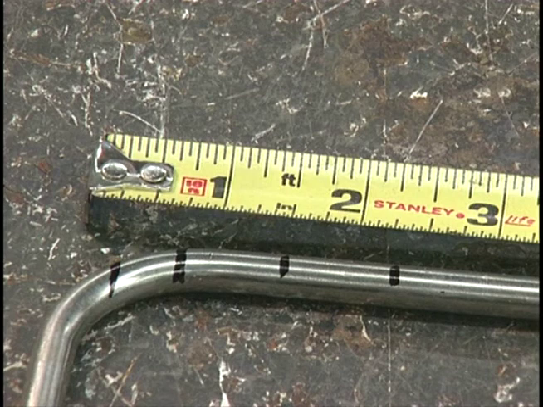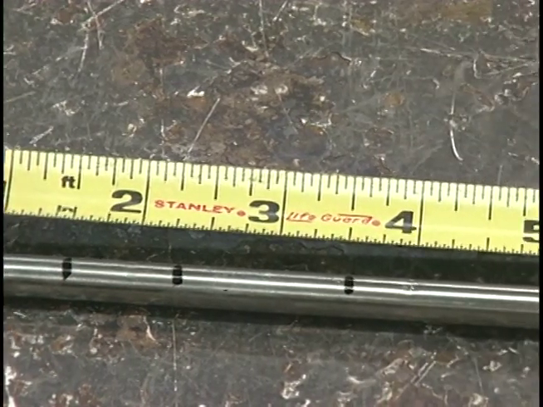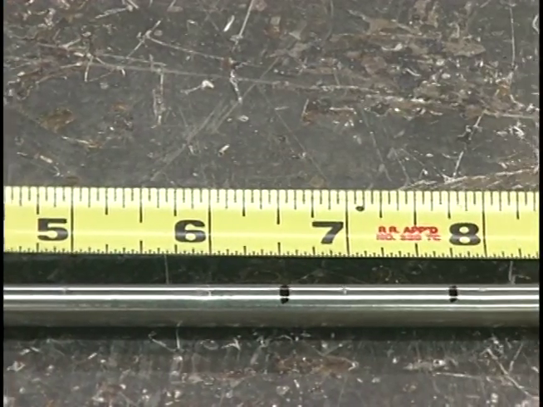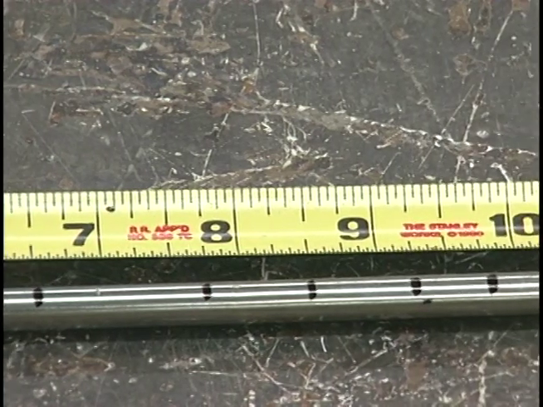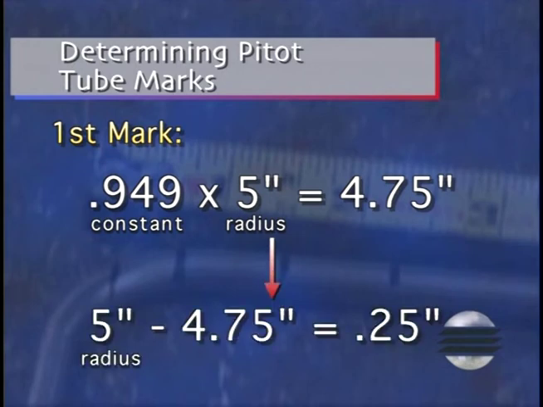As you can see, the first mark on the pitot tube, starting from the top of the pitot tube, is 1/4 inch. The 5th mark is 3 1/2 inches. The 6th, 6 1/2 inches, and the 10th, 9 3/4 inches. For the first mark, the constant .949 is multiplied by the radius of 5 inches. The result is 4.75 inches. The 4.75 inches is then subtracted from the 5-inch radius, leaving 0.25 inches or 1/4 inch.